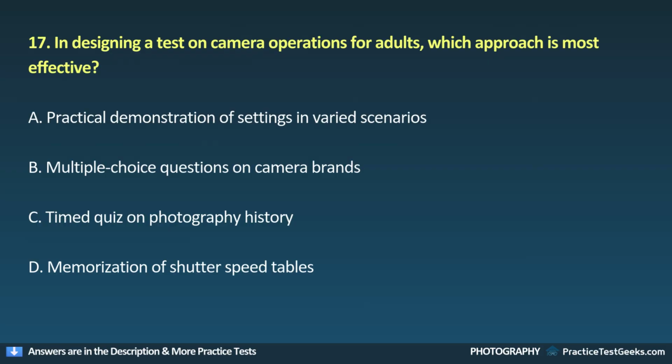17. In designing a test on camera operations for adults, which approach is most effective? A. Practical demonstration of settings in varied scenarios. B. Multiple choice questions on camera brands. C. Timed quiz on photography history. D. Memorization of shutter speed tables.